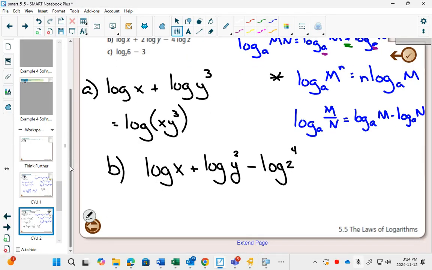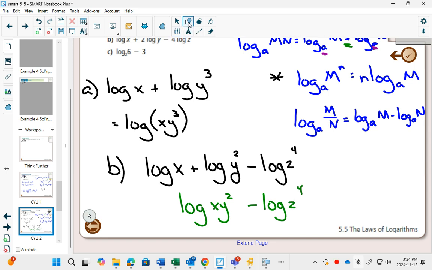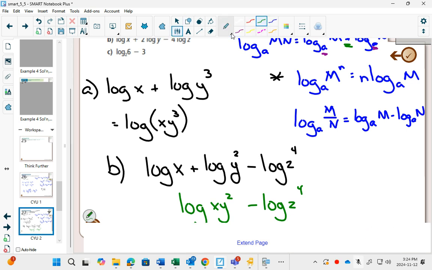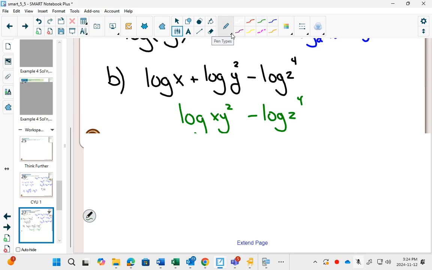Now I'm going to do an in-between step that you don't have to do. In fact, I want you to not do it. And I'll show you what I mean in a second. So here I have a log plus a log. Would you agree that you could put those together to be log y squared and you would still have the minus log z to the 4th? And then if you're subtracting, you would get this.